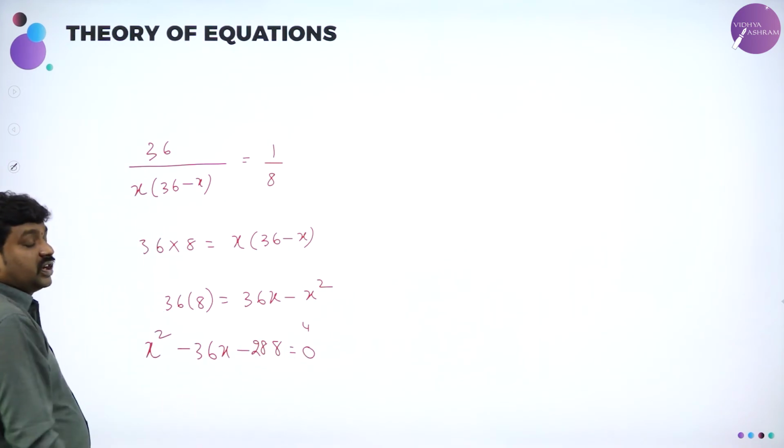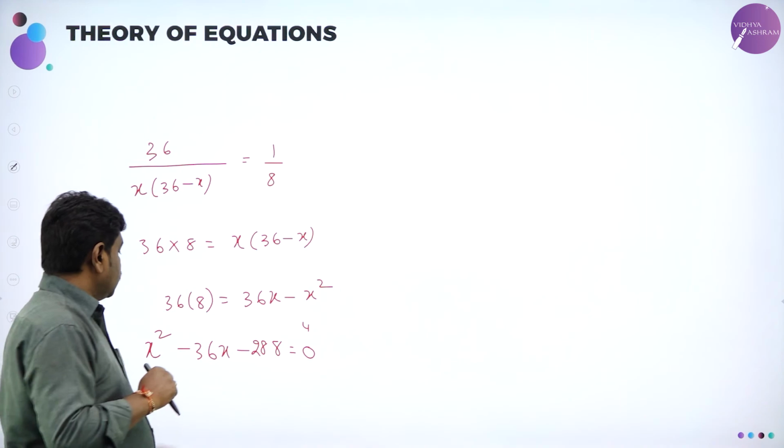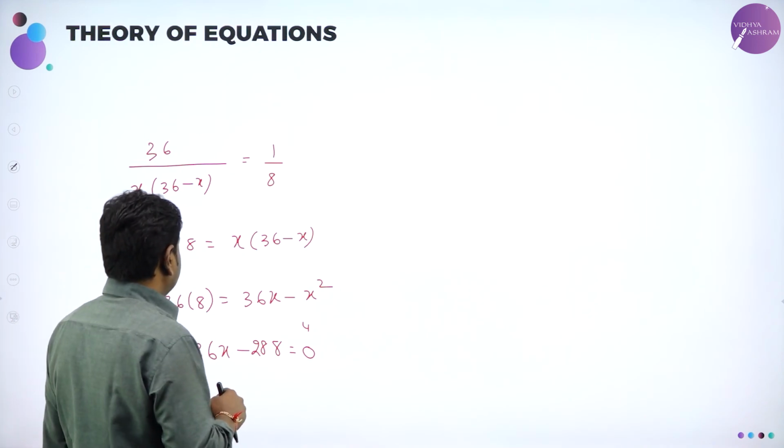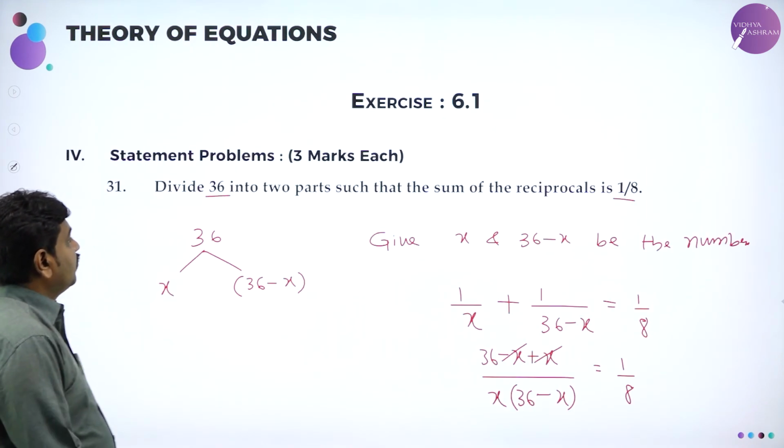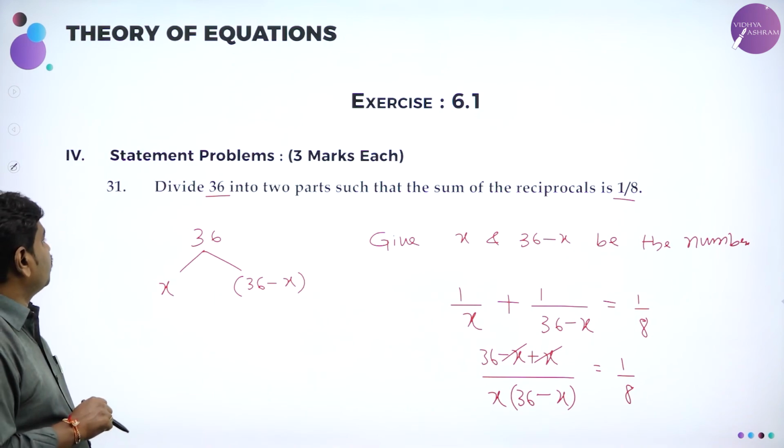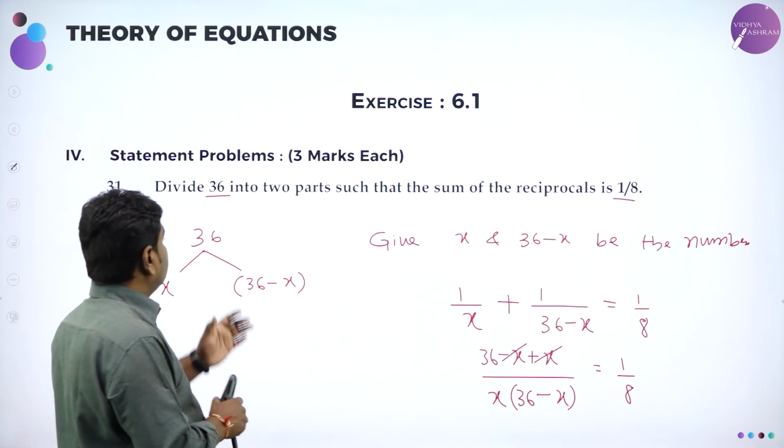Dear students, this is a quadratic equation, it will have two values. So now we have to factorize this to get the factors. Till now we have done linear equations. Linear means what? Degree 1. So here, is there any chance to convert this into linear?